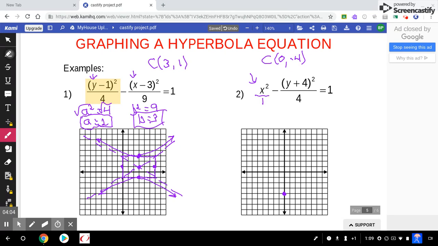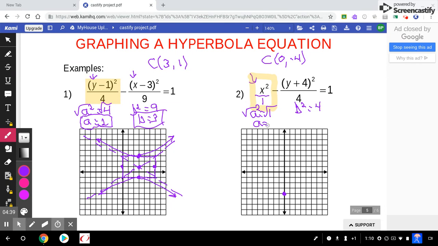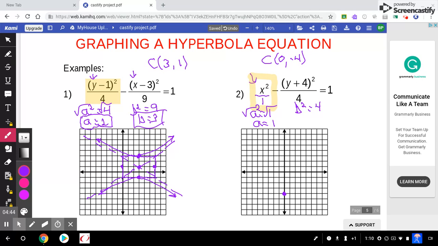Now again, I kind of skipped this little aspect, so I apologize for that. But since the x term is first, I'm going to be drawing my hyperbola horizontally, right and left. But I still have to go through the same procedure. So if a squared is always first, I know a squared is 1. b squared is always second. I know b squared is 4. Square root both sides again. I know my distance to my vertices is 1, and technically plus or minus 1 because we're going to move right 1 and left 1 as well.